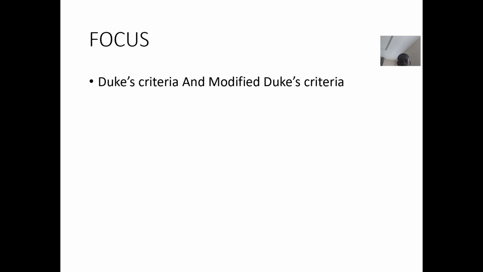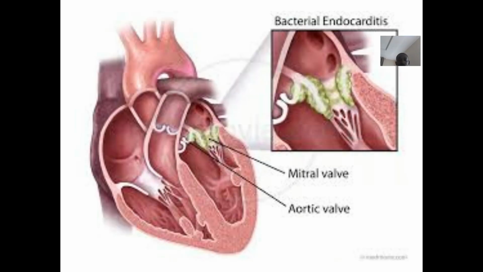Next discussion. For our next discussion, we are asked to talk about the Duke's criteria and the modified Duke's criteria, which is used in diagnosing what? Infective endocarditis. Duke's criteria and modified Duke's criteria are used in diagnosing infective endocarditis.